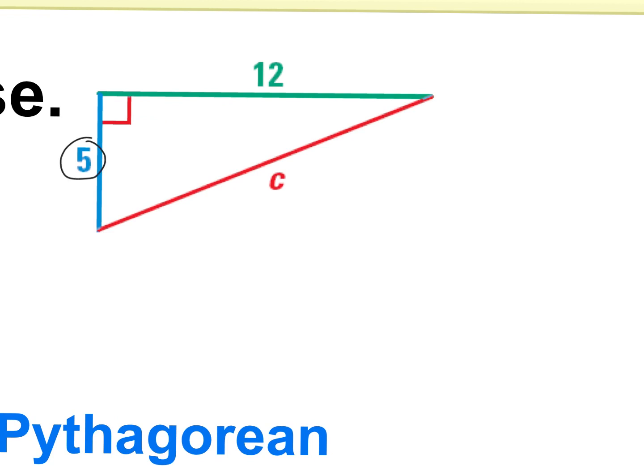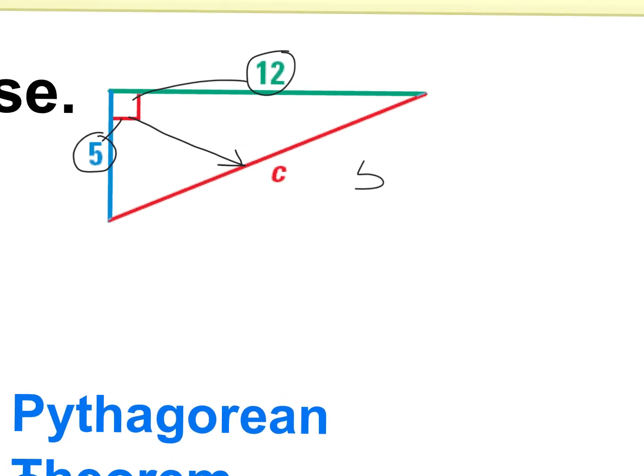So 5 would be a leg because it's connected to that right angle. And 12 is a leg because it's also connected to that right angle. Okay? C is across from the right angle, so that is your hypotenuse. The hypotenuse, or the side across from the right angle, is on its own side of the equal sign. Okay, so to set this up, I would do 5 squared plus 12 squared, leg plus leg, equals c squared, or hypotenuse squared. Okay, write this down.